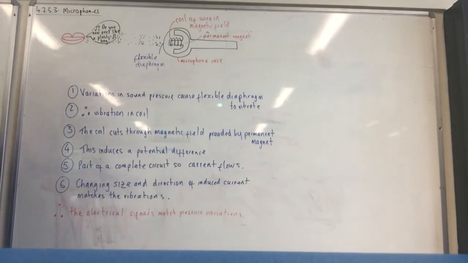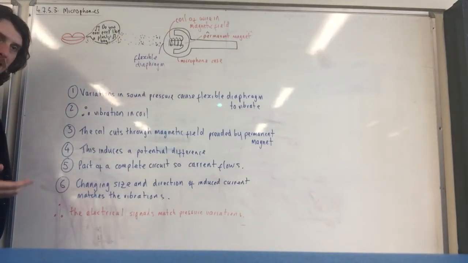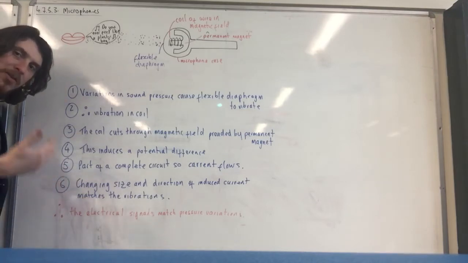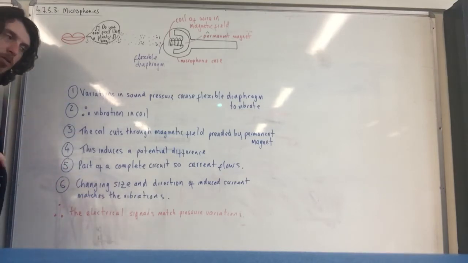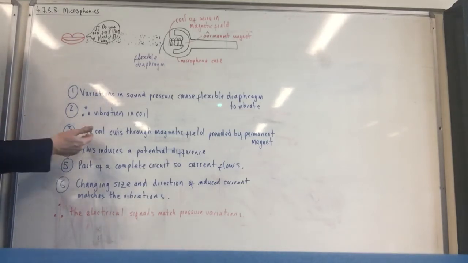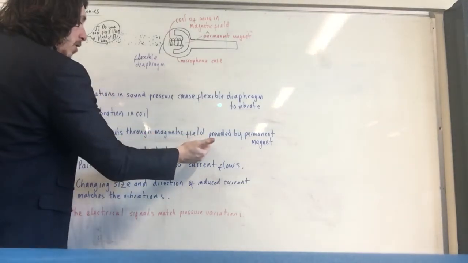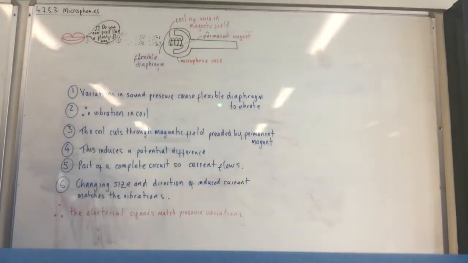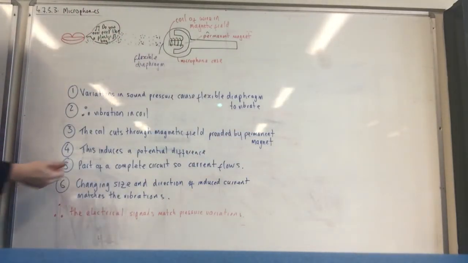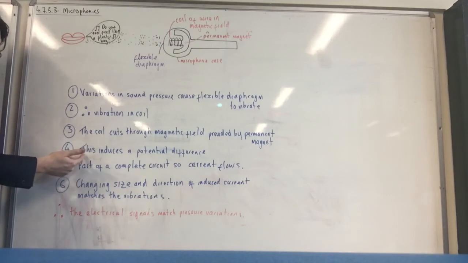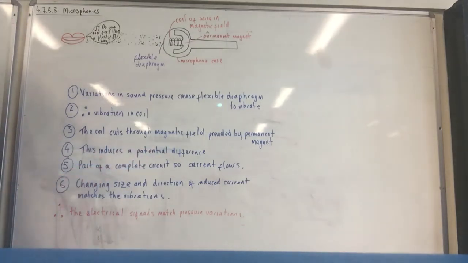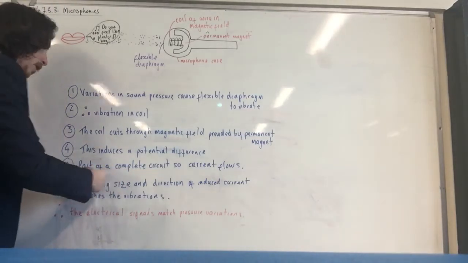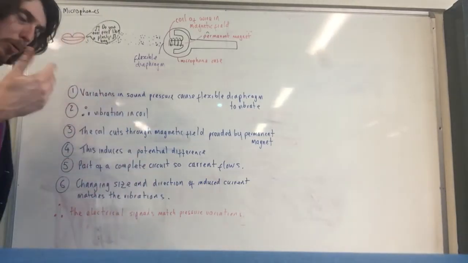Now, we know that if you move an already existing wire through a magnetic field like that, then it will induce a potential difference across the ends of the coil. So, the coil cuts through the magnetic field, and that magnetic field has been provided by that W-shaped permanent magnet that's already sat in there. So, because it cuts through the magnetic field, this induces a potential difference. As this induces a potential difference, if it's part of a complete circuit, current will flow around.